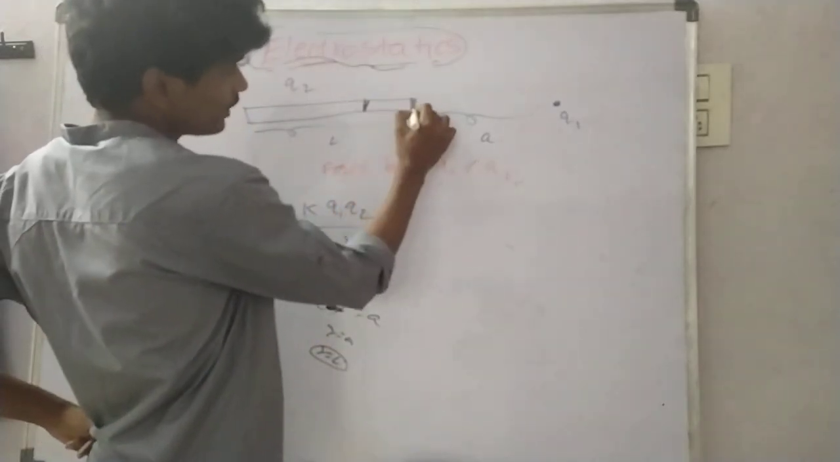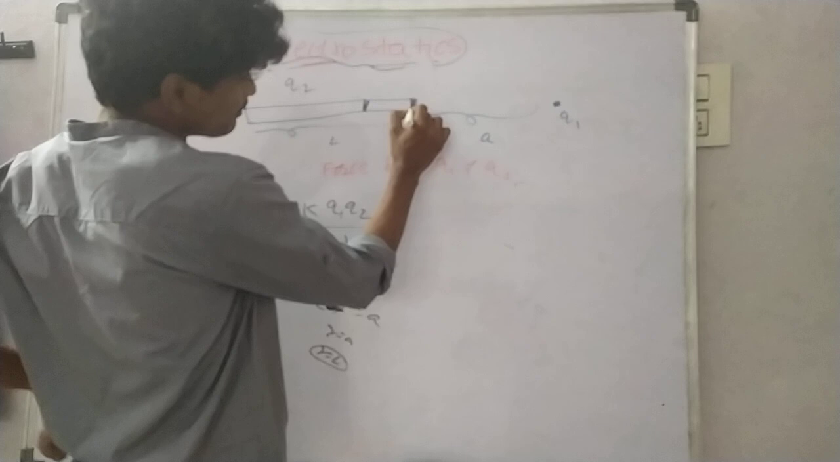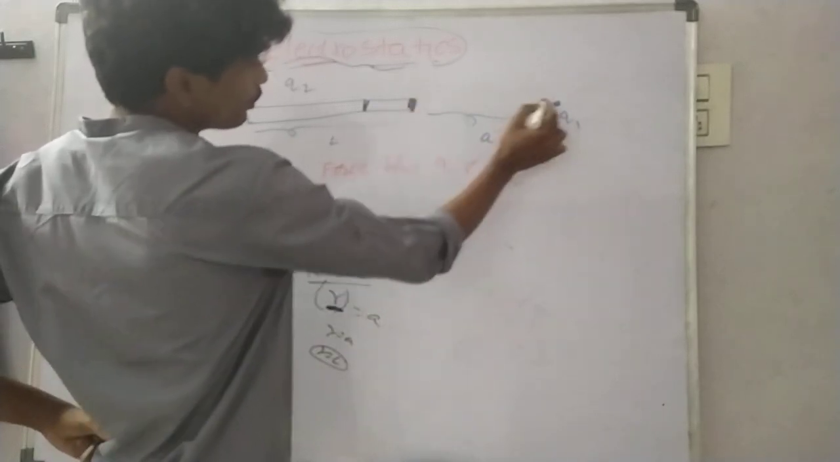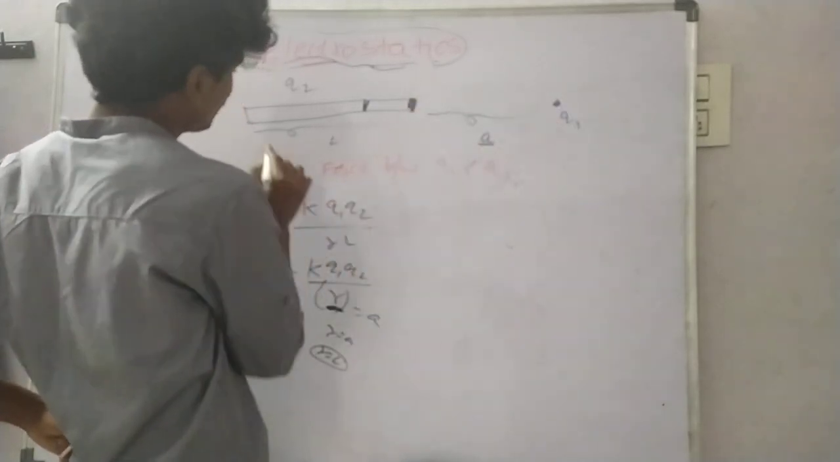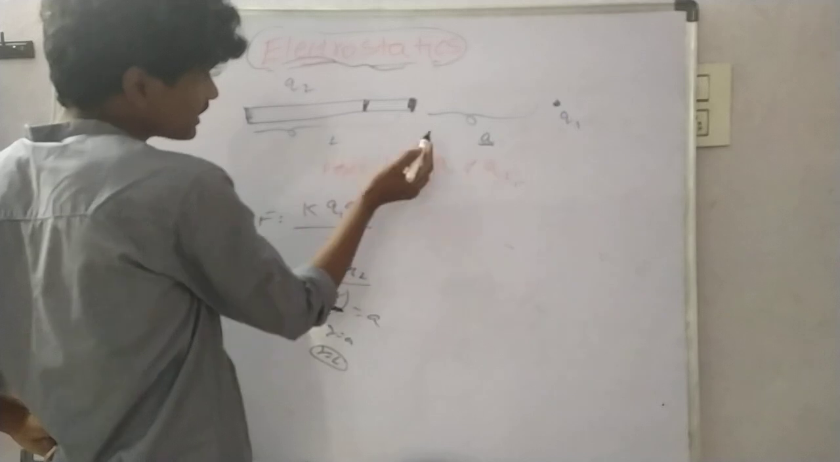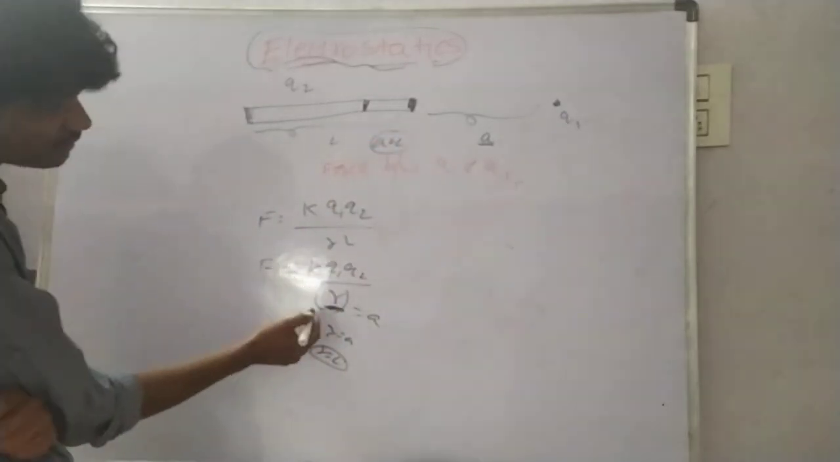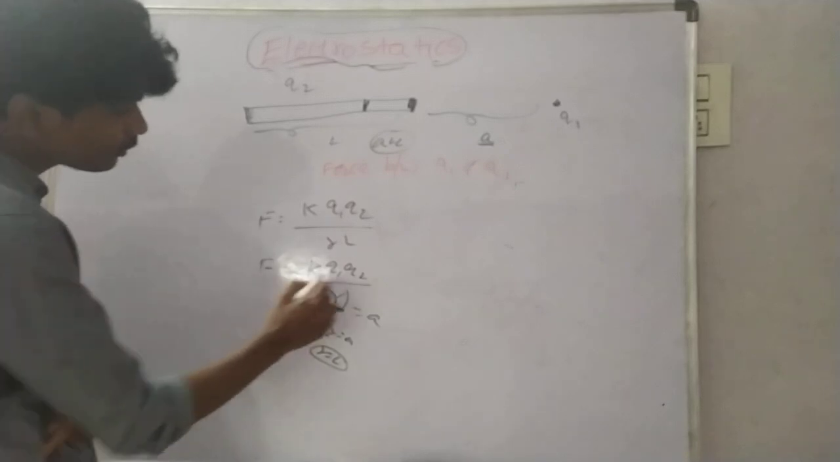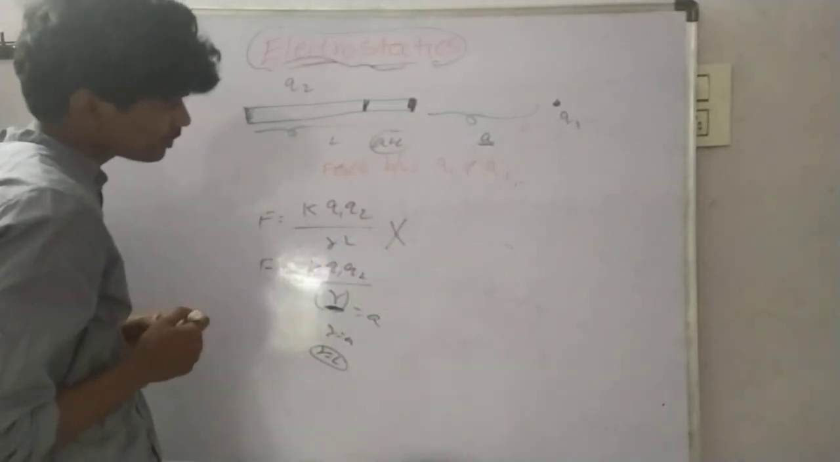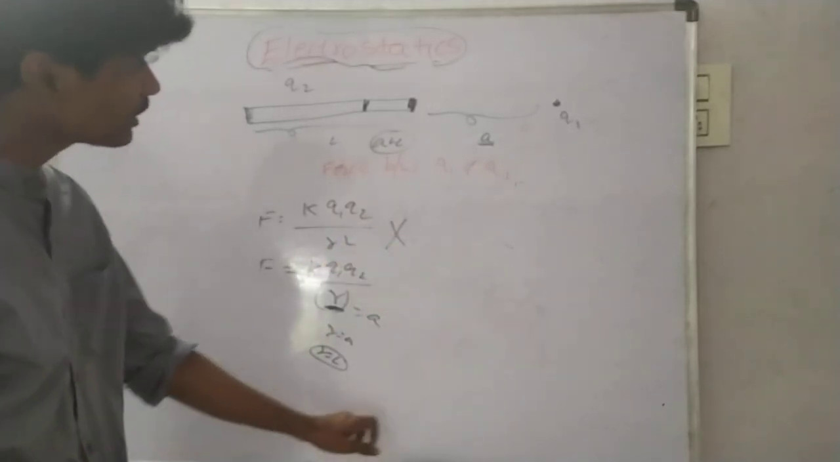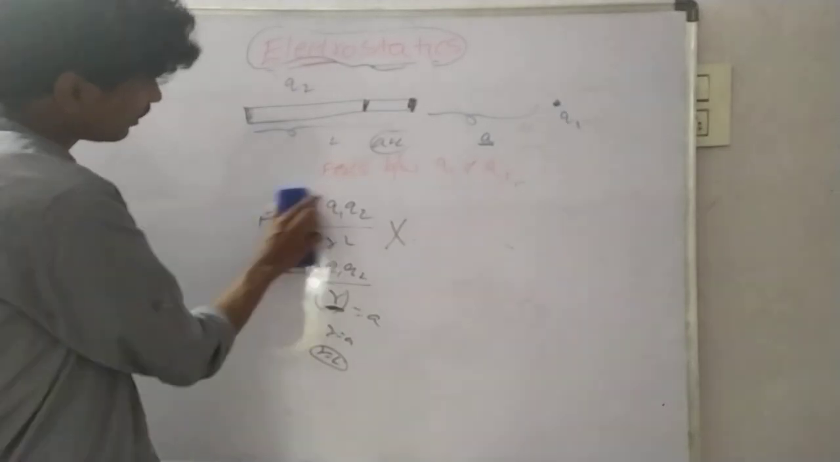If I consider some charge at this point, the distance from this point to this charge will be A. If I consider this point, the distance is A plus L, right? So R is not constant. R keeps on changing. So that's why we can't do this question this way. So we need to solve this question in a different way. Let's try to understand how to solve this question.